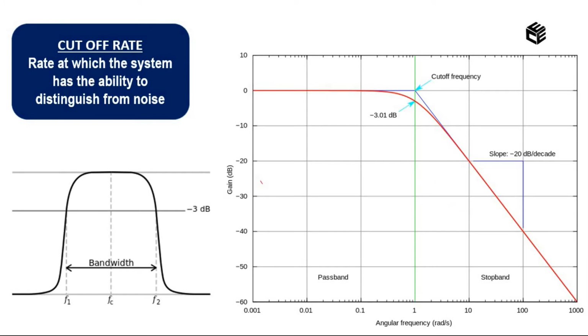The frequency at which the response starts to increase or decrease from a steady value is called the cutoff frequency. The slope drawn at this cutoff frequency is called the cutoff rate. In other words, at the cutoff rate we differentiate the signal from the noise.